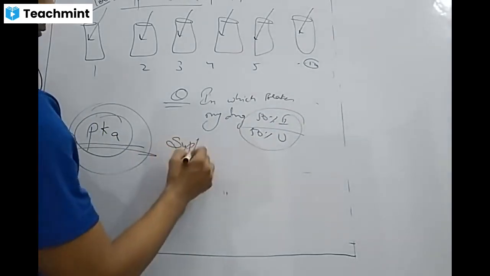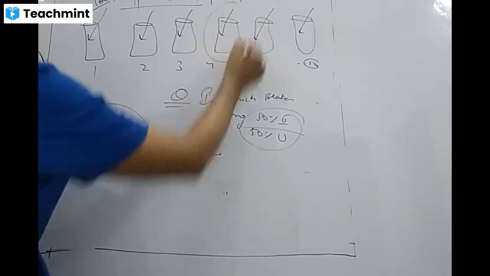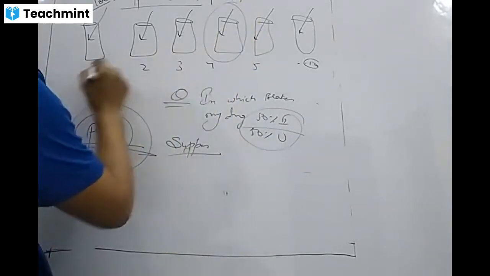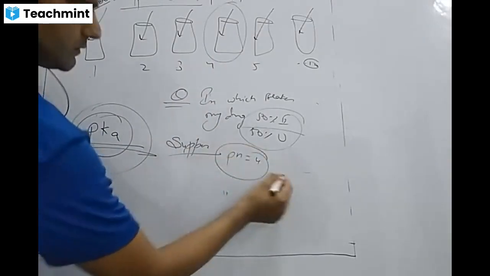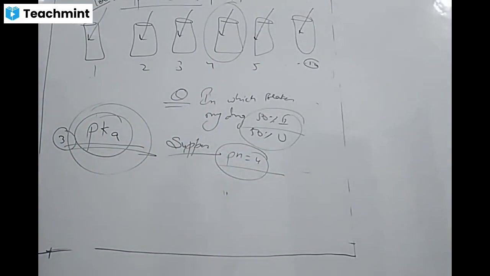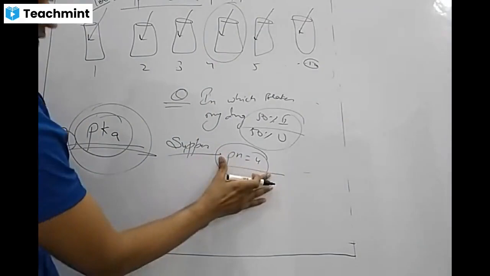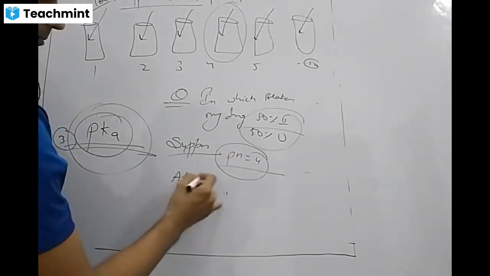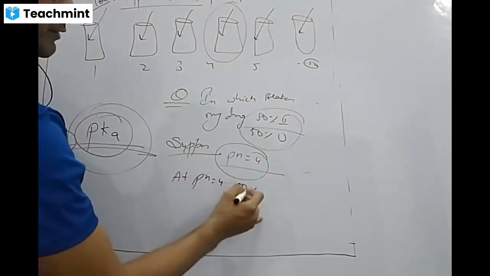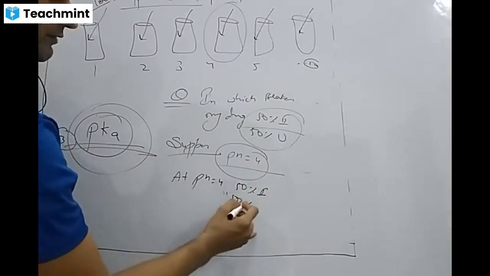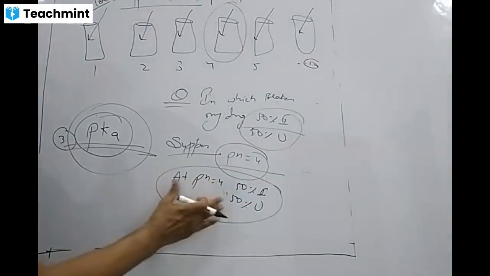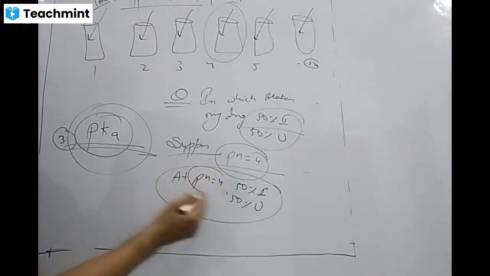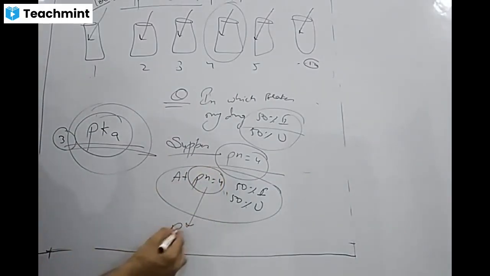Suppose that beaker is beaker number 4. So these beakers are nothing but pH. Suppose that beaker is number 4, or that pH is 4. So I can say that at pH 4, 50% of my drug is ionized and 50% of my drug is unionized. So this pH 4 is known as pKa.